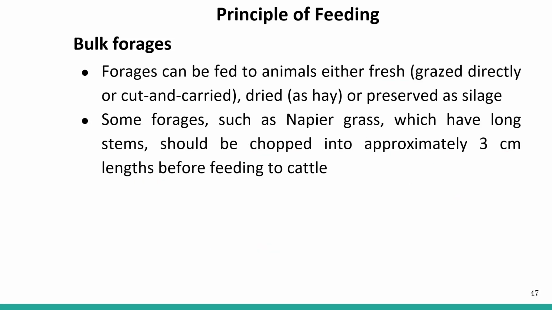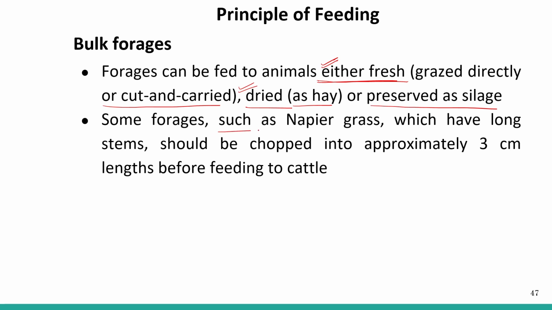Forage can be fed to animals either fresh, grazed directly or cut and carried, or dried. Either we can feed it when it is green, freshly cut, or we can dry it and make it into hay. If we have a large amount of bulk forage, it can be dried for future use or preserved as silage.